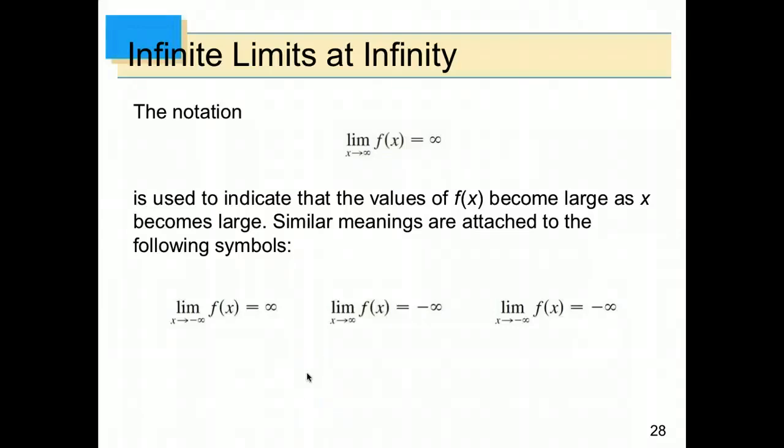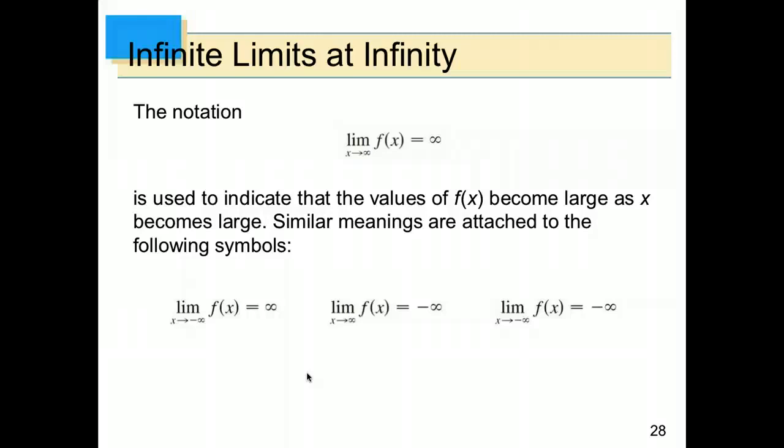Okay, now let's take a quick minute here too and look at infinite limits at infinity. In other words, this notation, the limit as x goes to infinity of f of x equals infinity. Now remember, that's used to indicate that the values of f of x become large as x becomes large. And of course, similar meanings are used to say the limit as x goes to negative infinity of f of x equals infinity, or they both could be negative infinity.